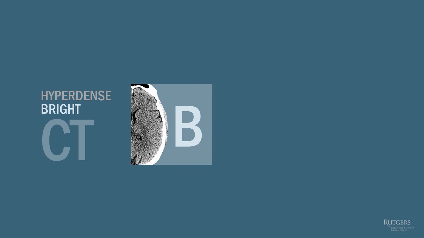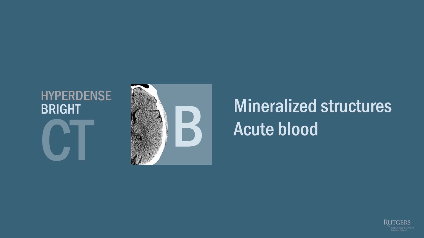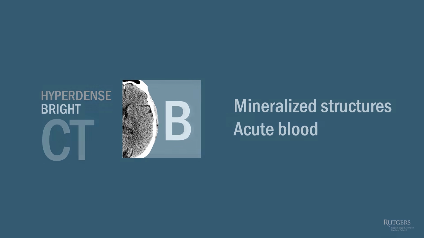Hyperdensities on CT are easy to spot, and by design, which makes them an excellent diagnostic tool. Bright signal on CT is caused by mineralized structures, such as calcium-rich bone and chronic calcified lesions. But also, head CT is wonderful at detecting acute blood with a sensitivity of above 90%. But before we get bloody, I want to remind you that not all hyperdensities are abnormal.